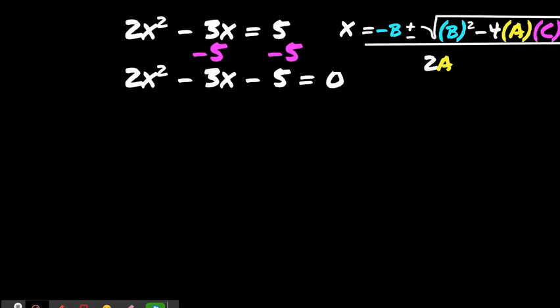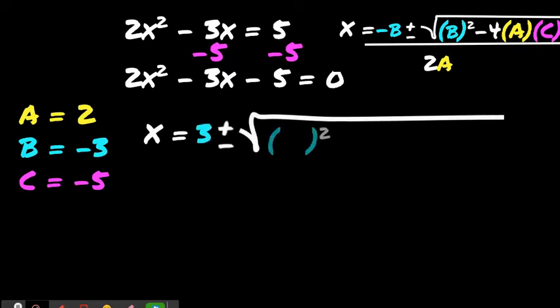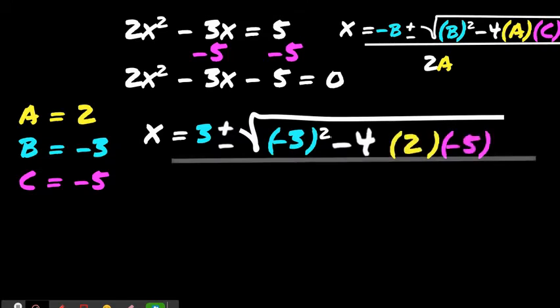Now that we have it all ready to go, we identify our a, our b, and our c, and we're simply just going to plug them into the formula. We're going to say x is equal to negative 3, or the opposite of negative 3, plus or minus the square root of b squared. So we just need to plop that b in there and then square it. Minus 4 times a times c. So in goes a, in goes c, all over 2 times a.